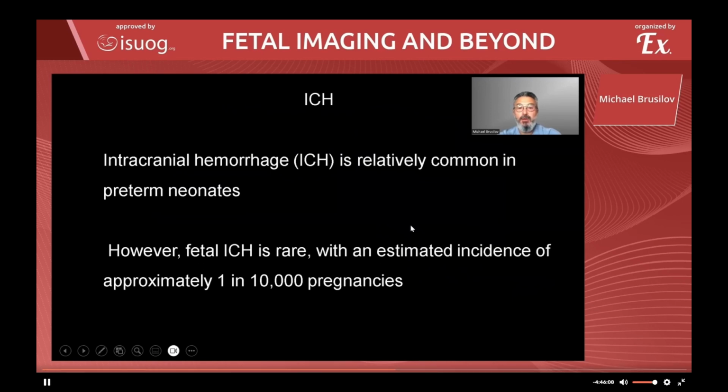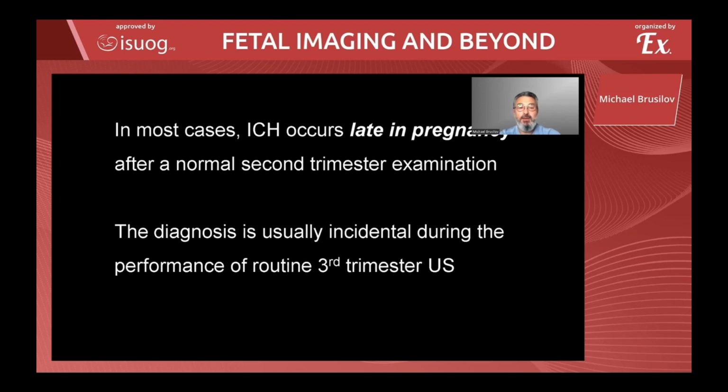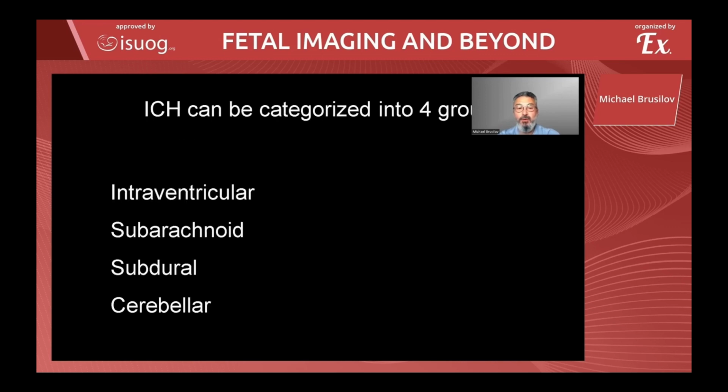Intracranial hemorrhage. Now we'll speak about intracranial hemorrhage. It's relatively common in preterm neonates. However, fetal intracranial hemorrhage is rare, with an estimated incidence of approximately 1 in 10,000 pregnancies. In most cases, intracranial hemorrhage occurs late in pregnancy after a normal second trimester examination. The diagnosis is usually incidental during routine third trimester ultrasound.